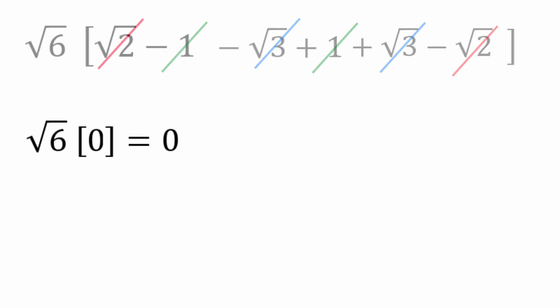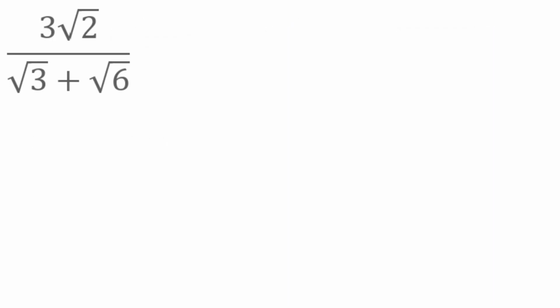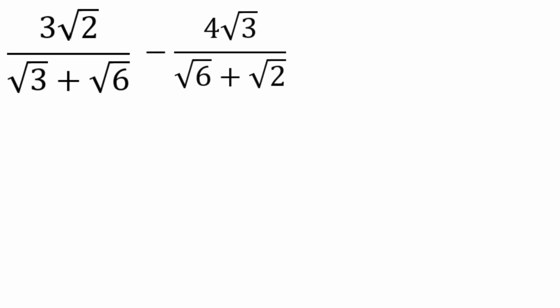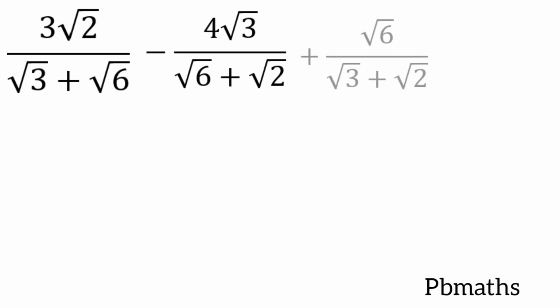Therefore, the value of 3√2/(√3+√6) − 4√3/(√6+√2) + √6/(√3+√2) is equal to 0.